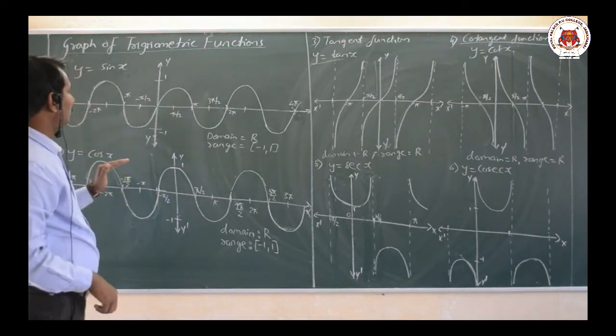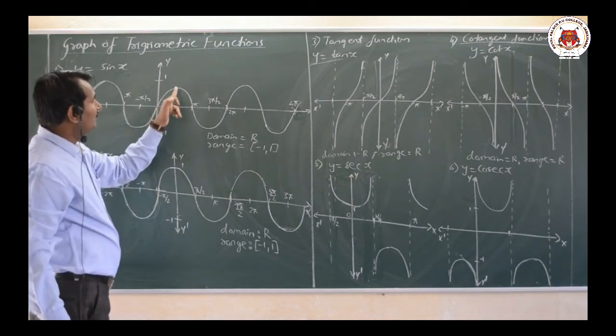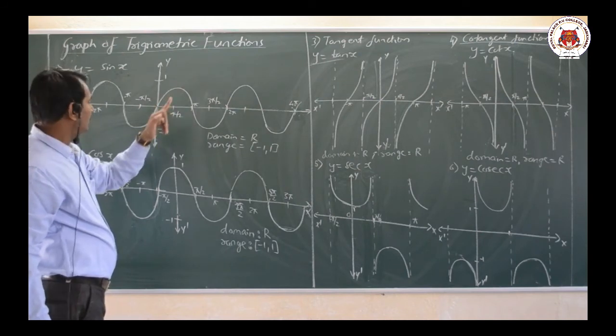And one more thing, we know that the sin 0 value is 0, sin pi by 2 value will be 1 here, the maximum value will be 1 and the minimum value will be minus 1.